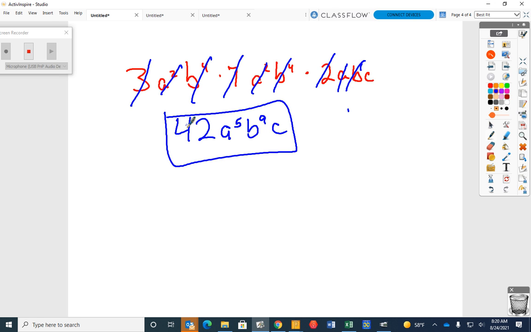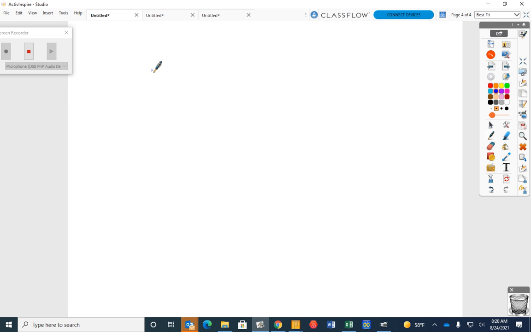Okay. Would you like your worksheet? Yes. Okay. Only if you do this one right. Ready? 6 x to the second, y to the fifth, times 5 x to the ninth, y to the third, times x. Try that one.